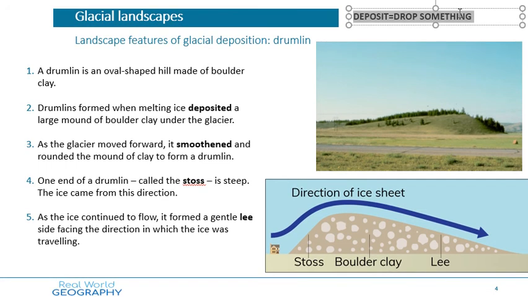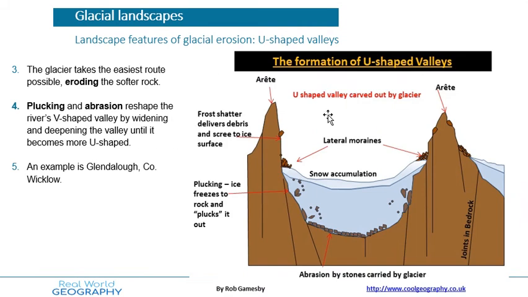To deposit something is to drop something. Okay, and what happens is, as we know, a glacier carries material. What's the material carried in a glacier called? It's called a moraine. If we look here, guys, we can see our lateral moraines. There are ground moraines as well, and there are medial moraines in the middle.